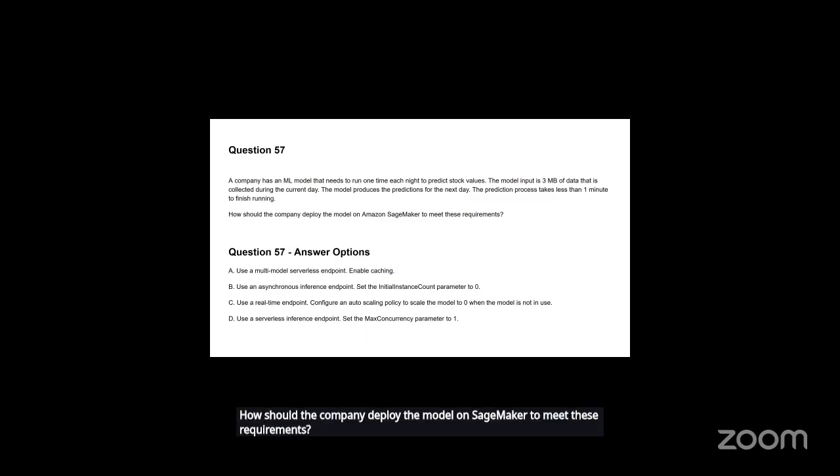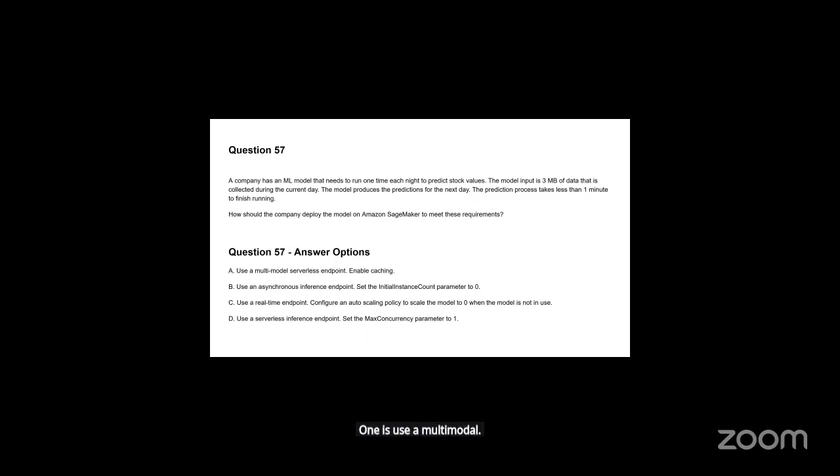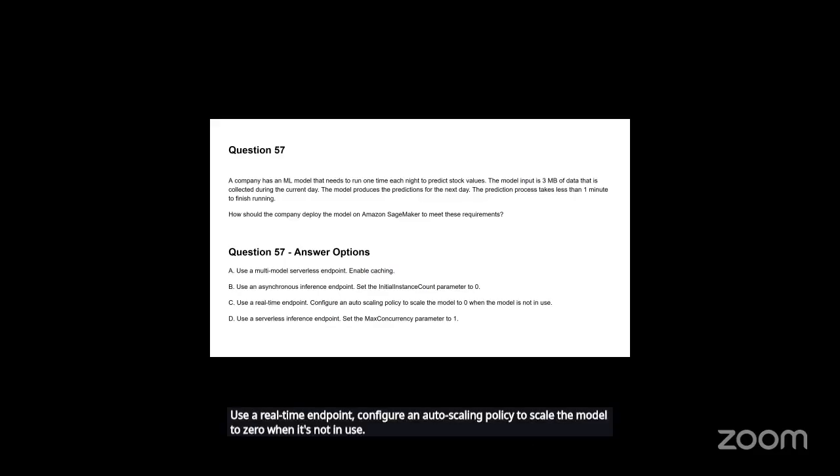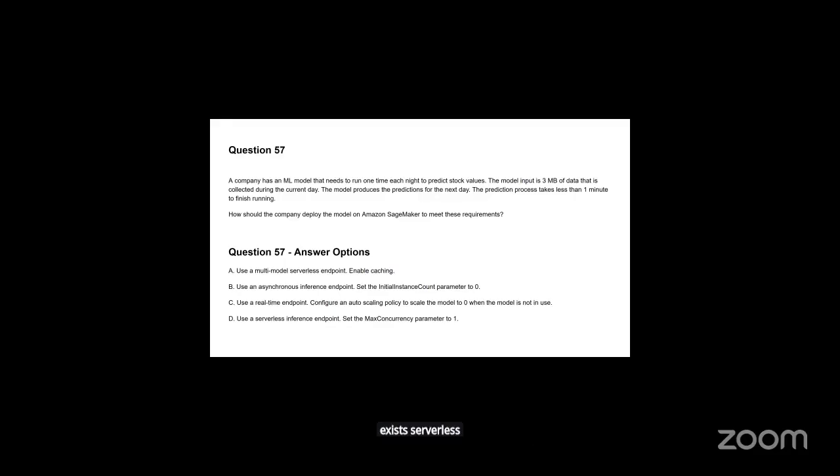One, use a multi-model serverless endpoint and enable caching. Use asynchronous inference and set the instance count parameter to 0. Use a real-time endpoint and configure an auto scaling policy to scale the model to 0 when it's not in use. Use a serverless inference endpoint and set the max concurrency parameter to 1.